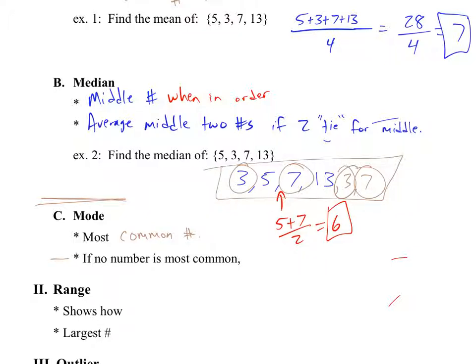If no number is most common, kind of like that problem before I started messing with it, where you just have 3, 5, 7, 13. Is there a mode? No. So if no number is most common, there's no mode. But if you have 2 numbers, like the one I did before where now I had my 3 and my 7, now you have 2 modes because there's 2 that are more than everything else. But if they're all just the same number of times, no mode. We okay on those?